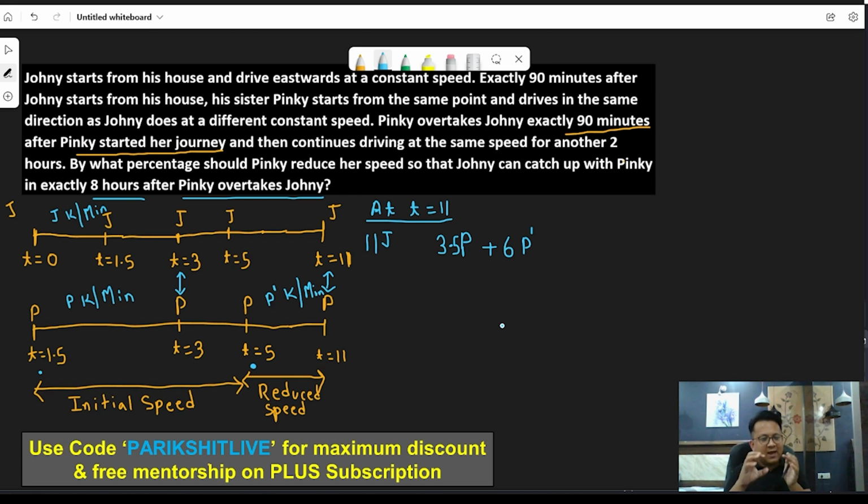Remember, what did I do? I took the distance traveled by both human beings. The first human being traveled for 11 hours at a speed of J, so the distance is speed J into time 11. For the second human being, again the distance traveled in 11 hours has to be divided into two parts.